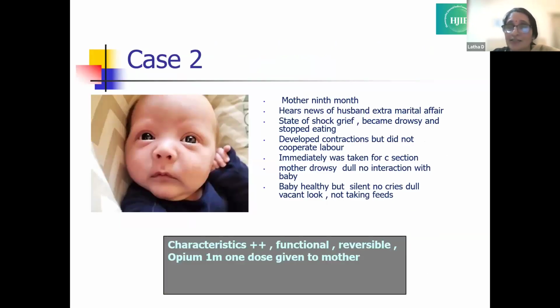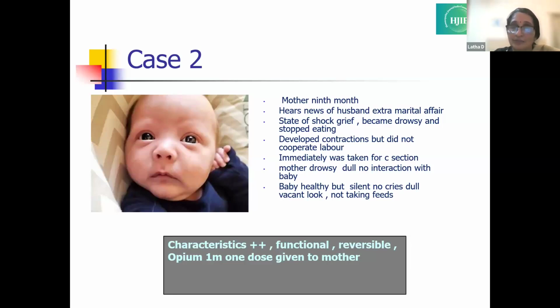Now take another case, a 9th month baby. The mother hears the news of the husband's extramarital affair in the 9th month, experiences intense grief and shock, becomes drowsy, stops eating, and develops contractions but does not cooperate in labor, so was taken for a C-section. The mother was drowsy, with no interaction with the baby. The baby is healthy and silent but does not cry, has a dull and vacant look, and does not take feeds.